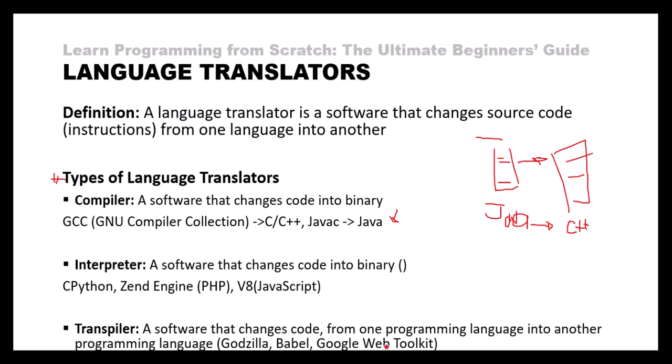An example is the Google Web Toolkit. The Google Web Toolkit is meant to change Java into JavaScript. That's what the Web Toolkit does for you. Then Babel converts ES6 into JavaScript. Emscripten is also another popular transpiler that converts C++ into JavaScript. It does a lot of conversions, this one. So this is about language translators. At times you need to change from a programming language into binary, and perhaps from one programming language into another programming language. This marks the end of the lesson on language translators.